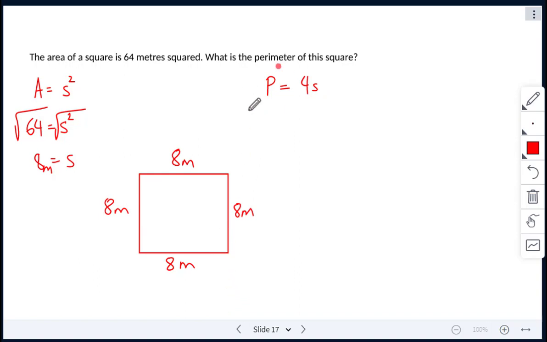So now we can go ahead and figure out our perimeter. You can add up all 4 sides, or we can use the formula, which is 4 times s. So perimeter is equal to 4 times the 8 meters, which gives me a perimeter of 32 meters.